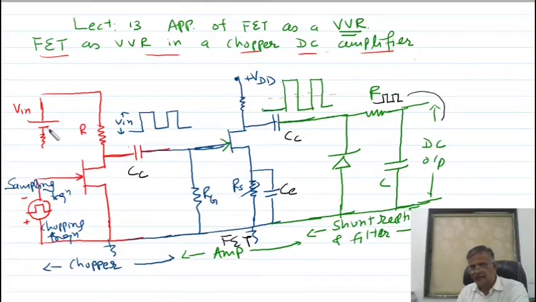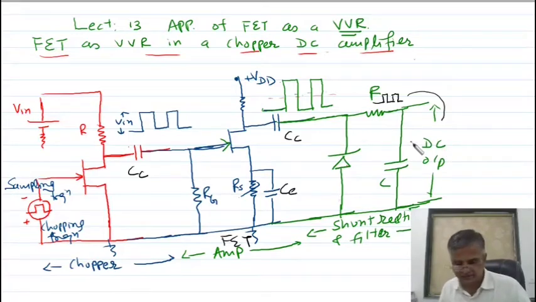Here, V in is nothing but the output of the thermocouple, and this thermocouple output is of the order of microvolts or millivolts, and that will be amplified, and it can be brought to a readable level with the help of this chopper DC amplifier.